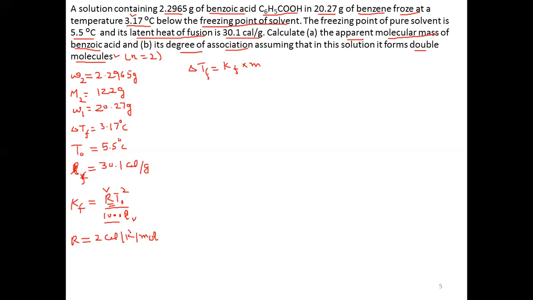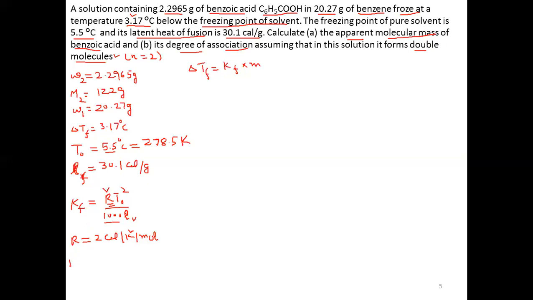Now this temperature is in Kelvin, so we have to use the freezing point of the solvent in Kelvin, but it is given in degree Celsius. So we can convert it into Kelvin by adding 273. If we add 273 to this, it becomes 278.5 Kelvin.